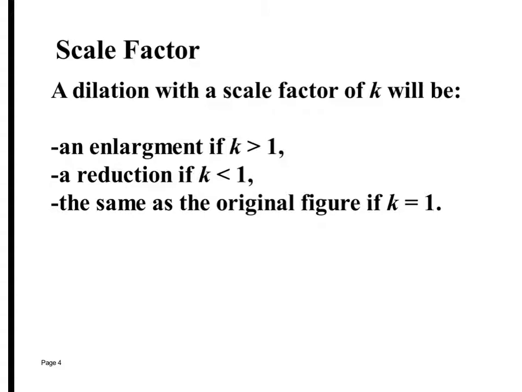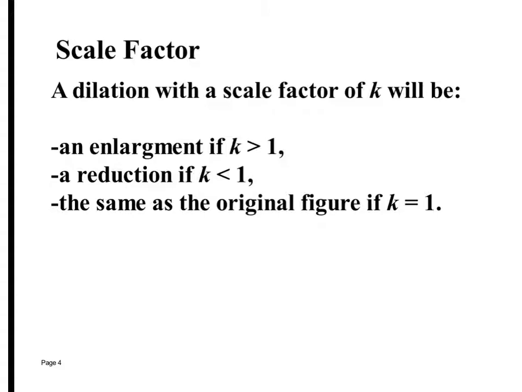We can prove that by looking back at the last 2 examples. The first example had a k of a half, a scale factor of a half. What happened to the image? It made it smaller. K was less than 1, so it was a reduction. The last example we did, the k was 2. What happened to it? We made it bigger. So it's an enlargement if k is bigger than 1. Everybody understand? So you know automatically what it's going to look like based on just looking at the k.